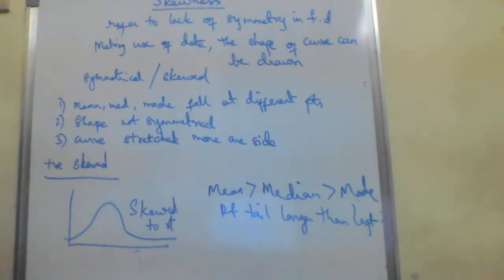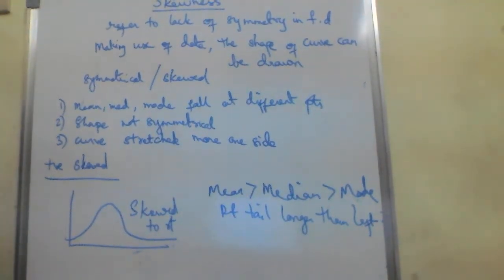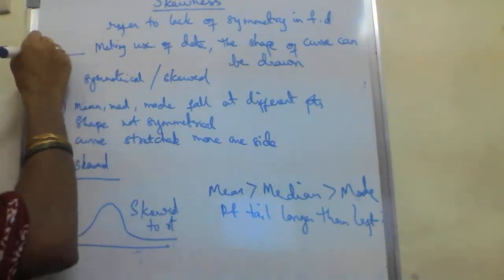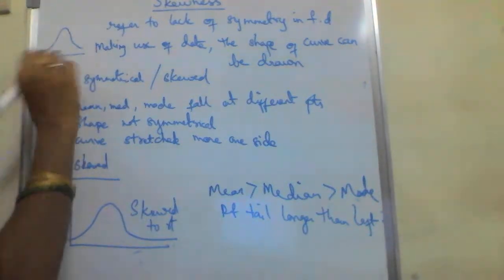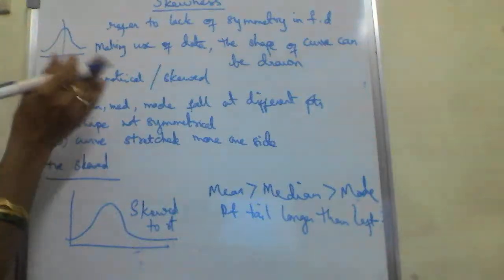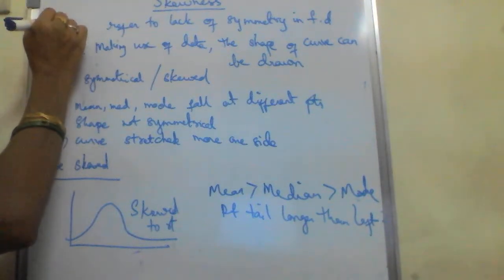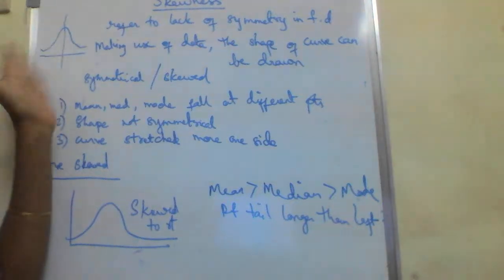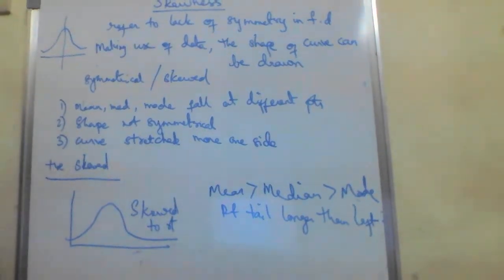So now coming to what is this skewness. So skewness refers to lack of symmetry in the frequency distribution. Symmetric curve is a curve of this kind. Both sides, if you draw a line at the middle, both sides the curve is same. So if you draw a line at the middle, you have two equal parts. So this is a symmetric curve.